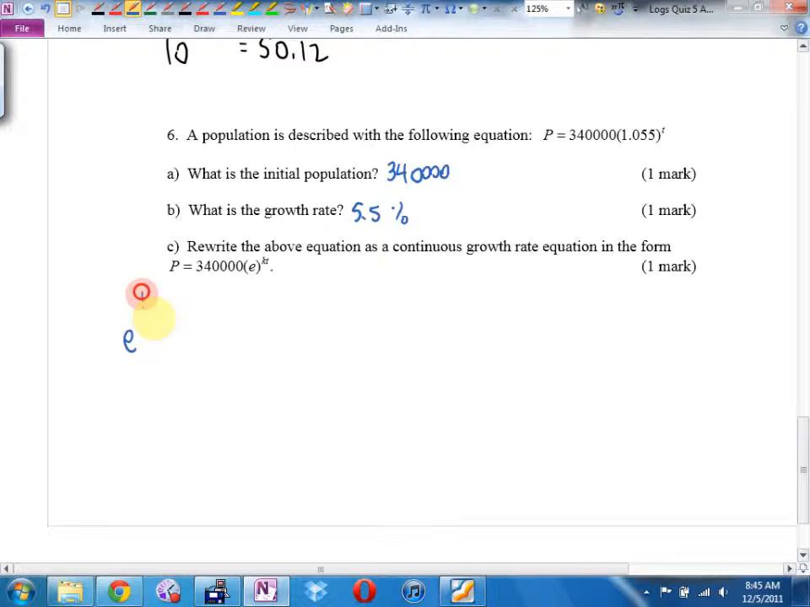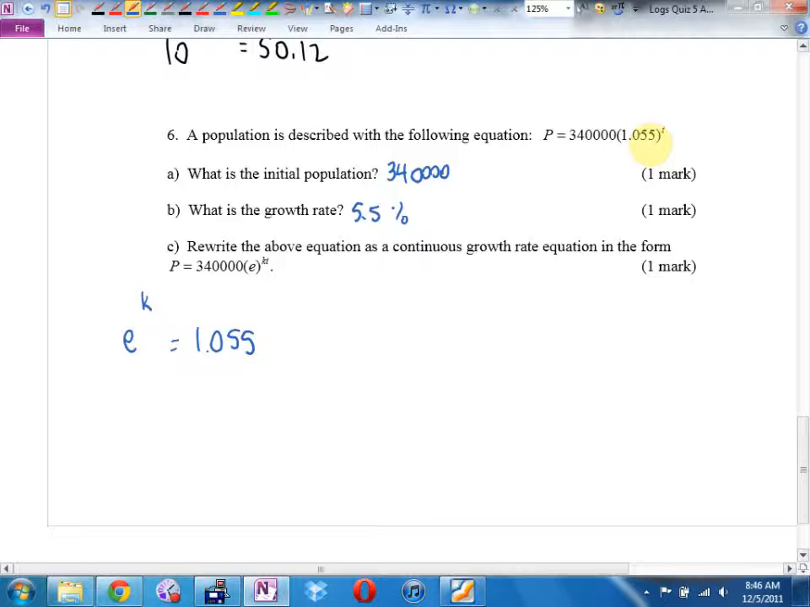e to the k as 1.055. Replace the 1.055 with e to some power, because the t's not going to change. The only thing that's changing is we're replacing an e to the k with that. What they're really saying is find the growth constant. How will I do that? I won't take the log of both sides. What will I do instead?